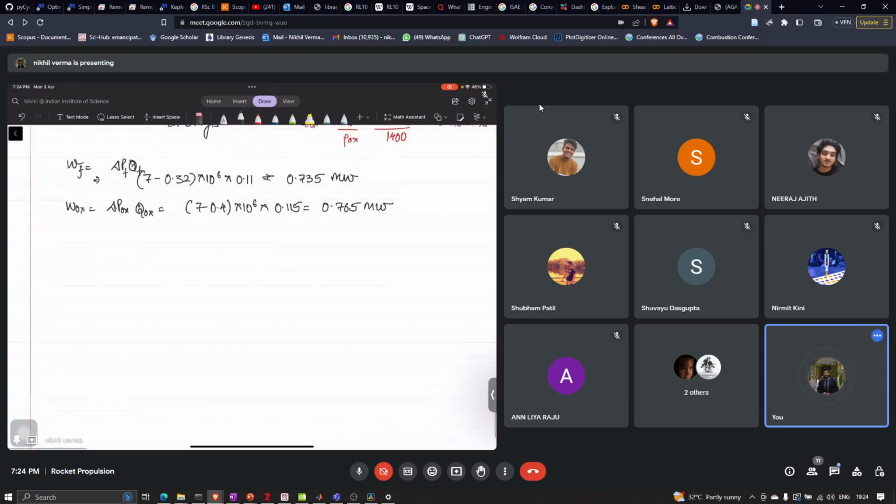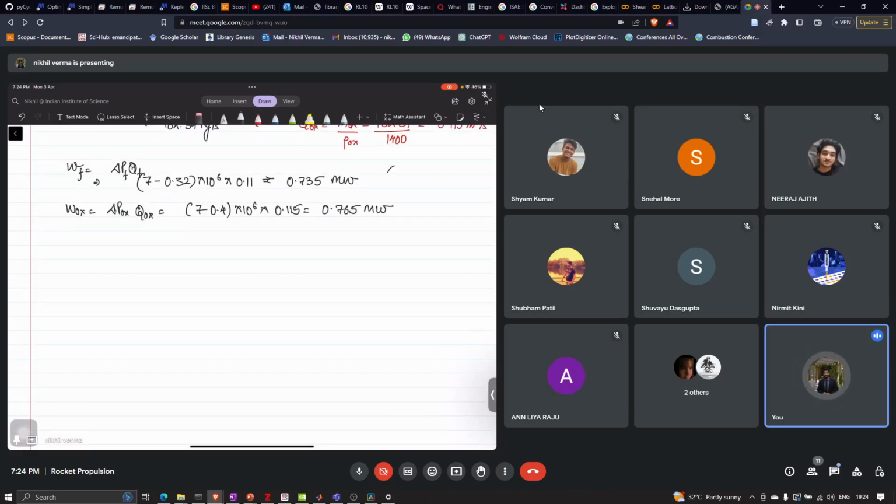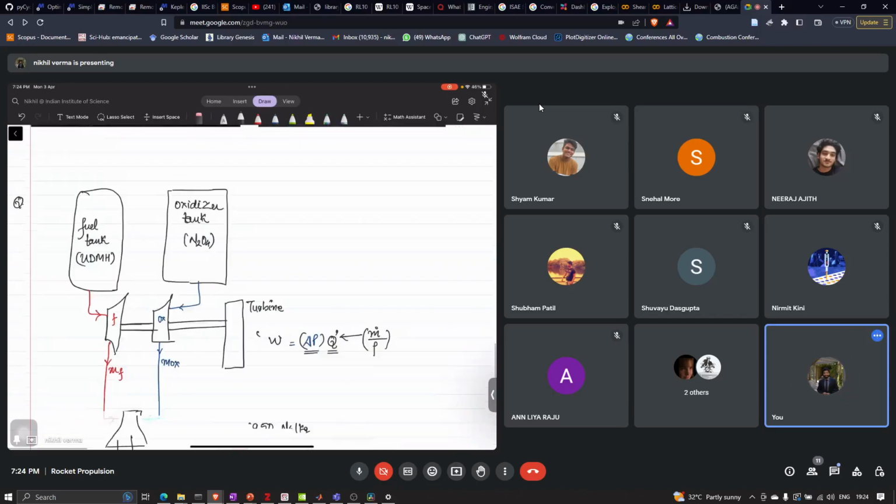Okay, so these values are huge, no? This is almost equal to just supplying energy to a small town. This is huge, huh? So now the second part of the problem.